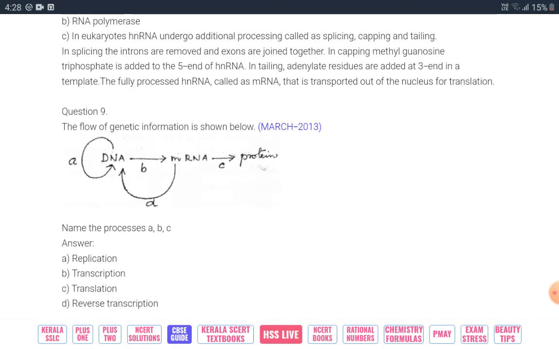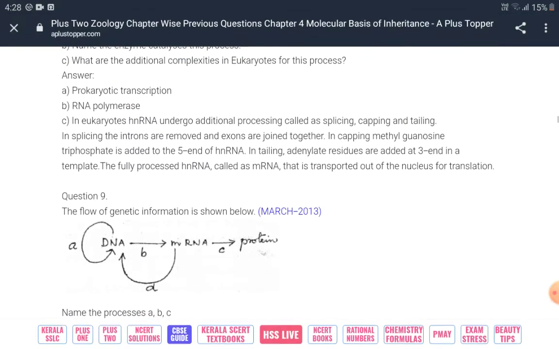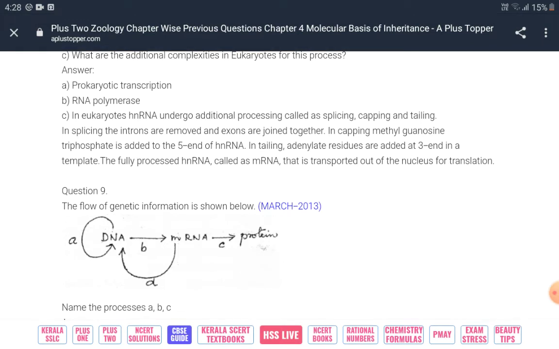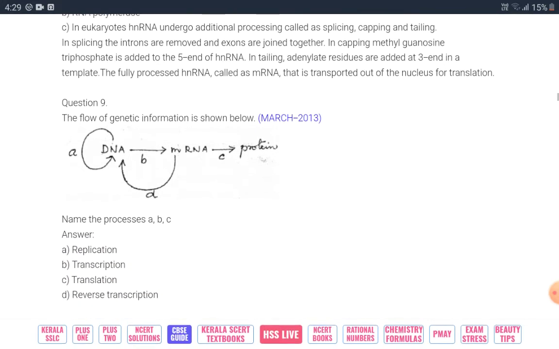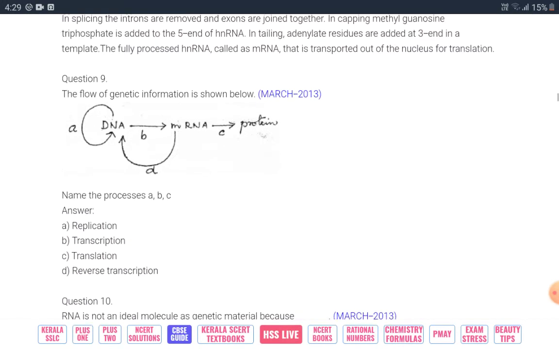Okay, the next question. The flow of genetic information is shown below. Name the process. A is replication, B is transcription, C is translation, and D is reverse transcription.